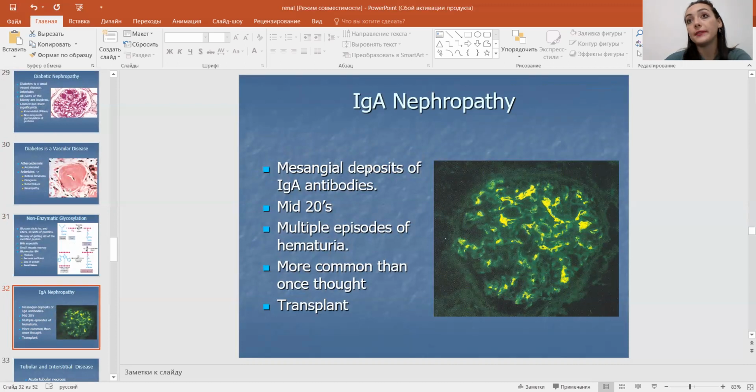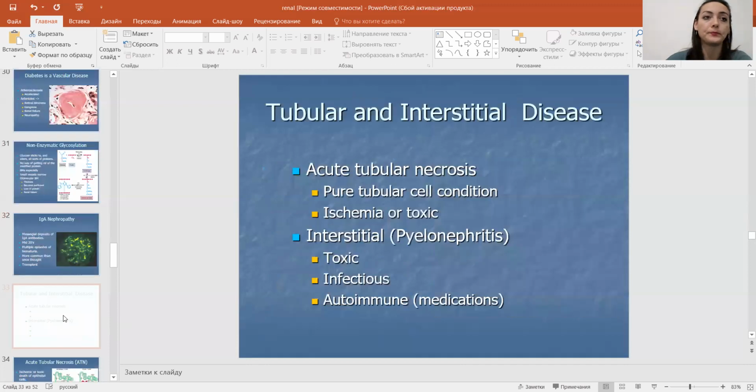Immunoglobulin A nephropathy. Mesangial deposits of immunoglobulin antibodies you can see in immunofluorescence microscopy. Multiple episodes of hematuria, more common than once thought, and transplant is the treatment of this.